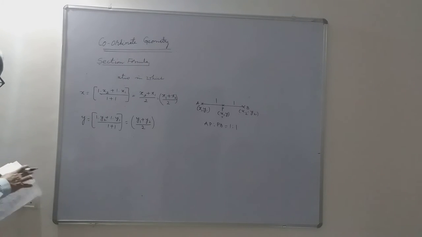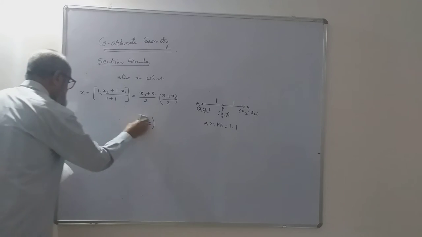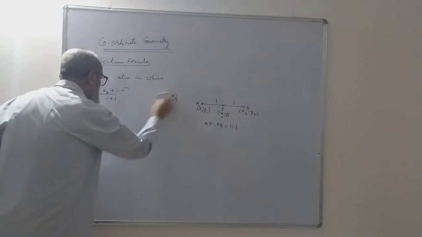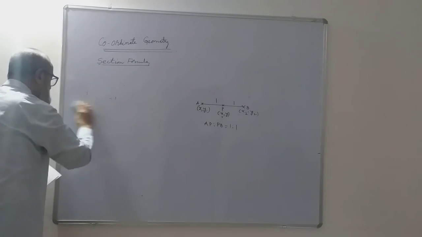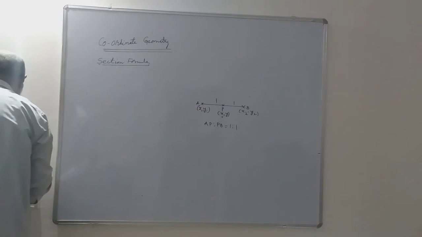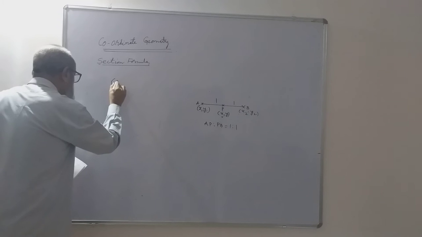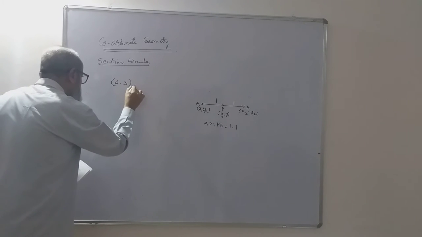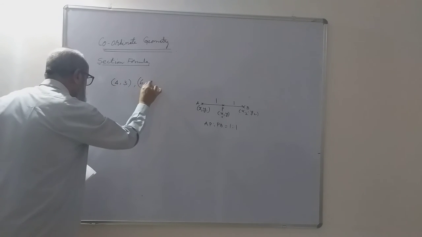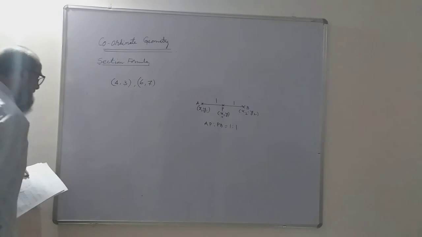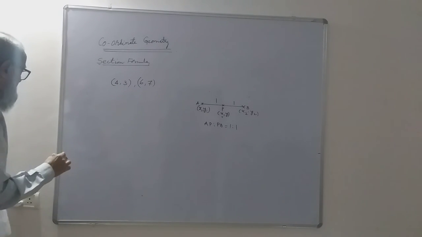Find the midpoint of a line joining the points 4, 3 and 6, 7. 4, 3 is one point. 6, 7 is another point. These are the two ends of a straight line. Now he wants the midpoint.